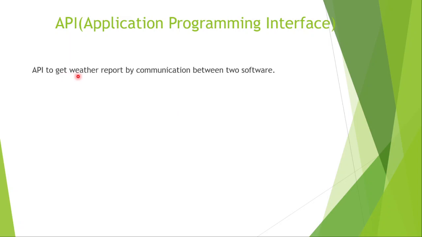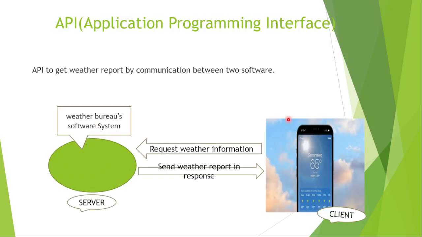Consider an API to get the weather report by communication between two software. Let's take a scenario where there is a mobile phone, and you are checking the current weather of today. You can see it is showing 65 degrees, some condition, and whether it is going to rain or not. All of this is shown on the mobile phone. We are going to see how it works in real life. This is also working because of API.